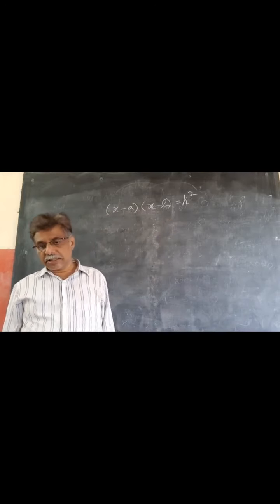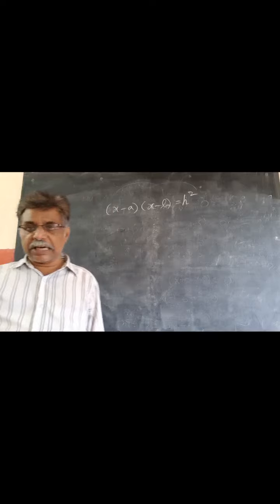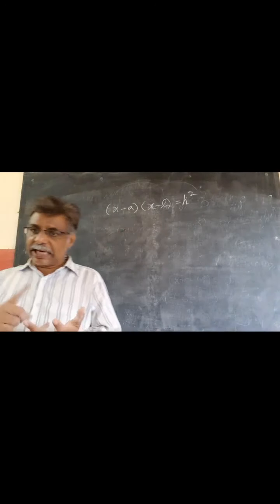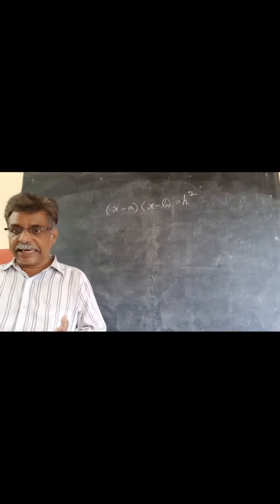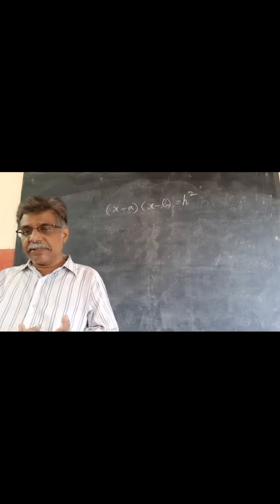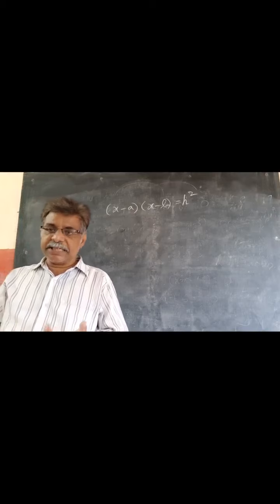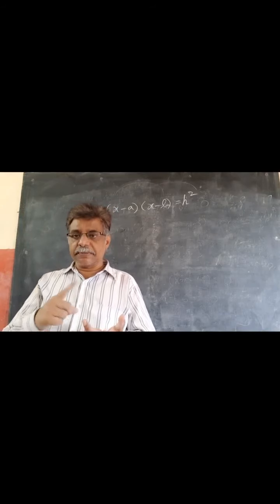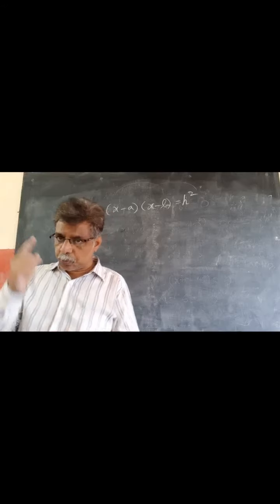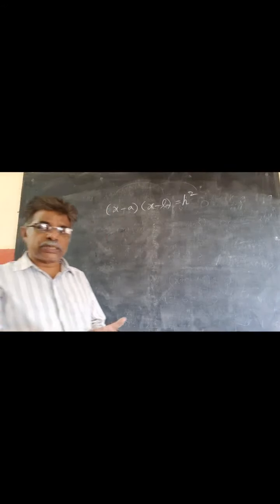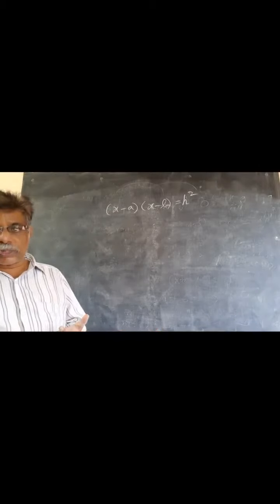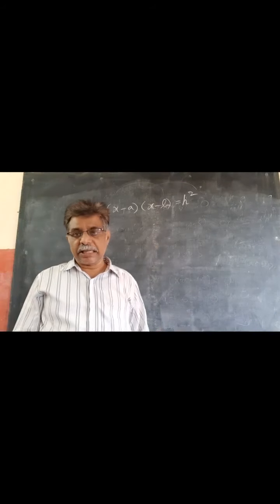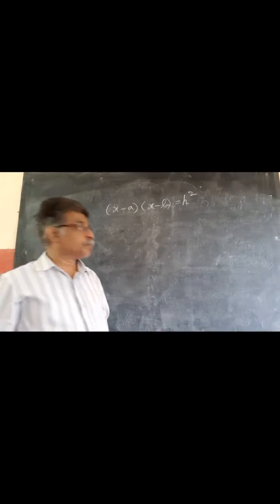When are the roots of the equation always real? B square minus 4ac greater than 0, real and distinct; equal to 0, real and equal. So always real means either equal or distinct, which means b square minus 4ac must be greater than or equal to 0. We need to prove that for this equation b square minus 4ac is always greater than or equal to 0. So how to prove that?